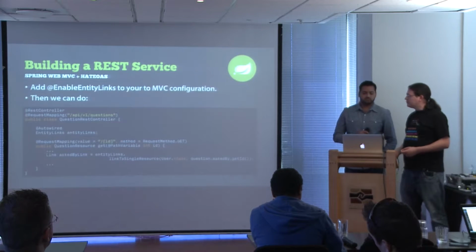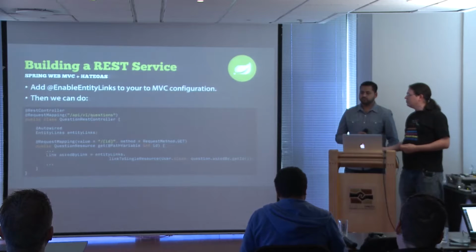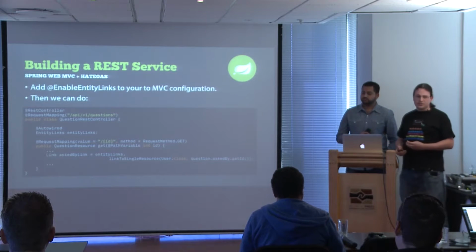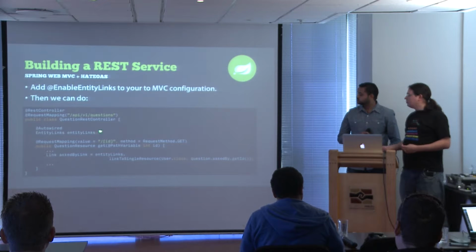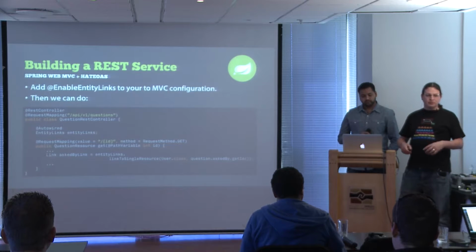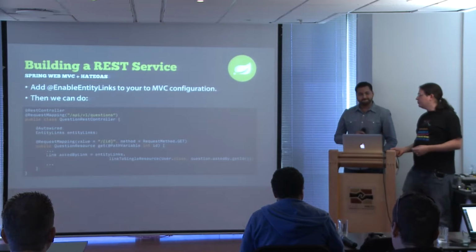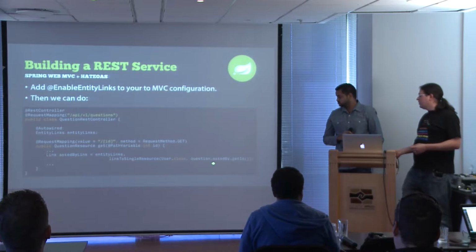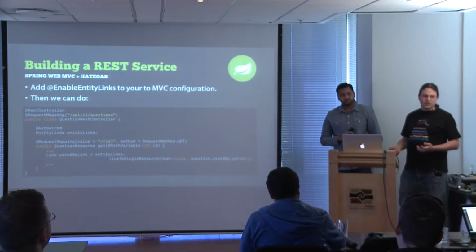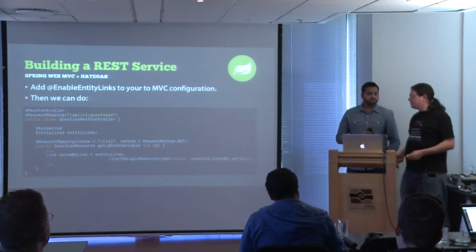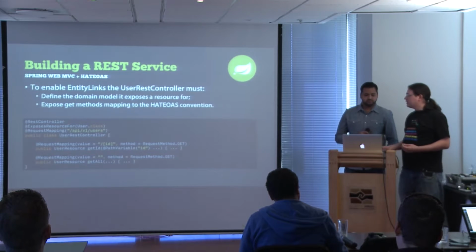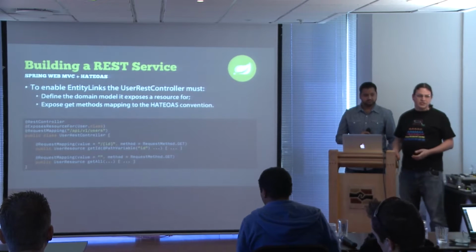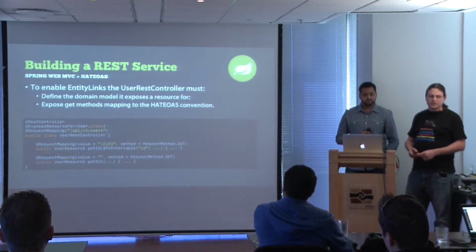So what they also added is entity links. You can in your configuration say enable entity links, and then you can autowire in an entity links object, which basically just holds a map of all of the resources that you're exposing. You can then use that to construct your link by just telling it I want a link for a user and there's the ID. And that way you don't have to have that hard reference to the other controller in there. To make that work, you just have to add exposes resources for to all of your controllers, and that basically registers it with the entity links object.